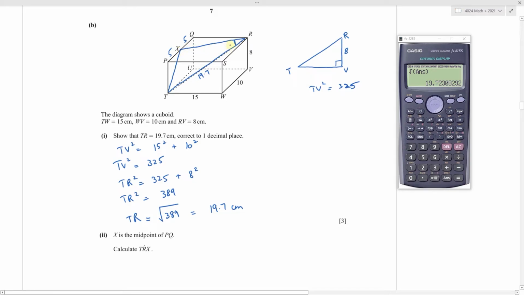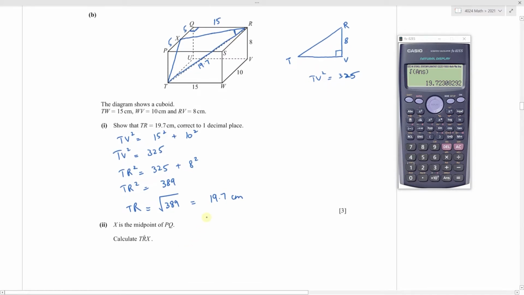So how can I find RX? If I look at this triangle XQR, which is on the top of this cuboid, this is again a right angle triangle because this here is 90 degrees. This side is 5. RQ will be 15 because this TW is 15. So my RX would be, let's calculate that. RX square. RX is the hypotenuse of this triangle XQR. So RX square will be 5 square plus 15 square.